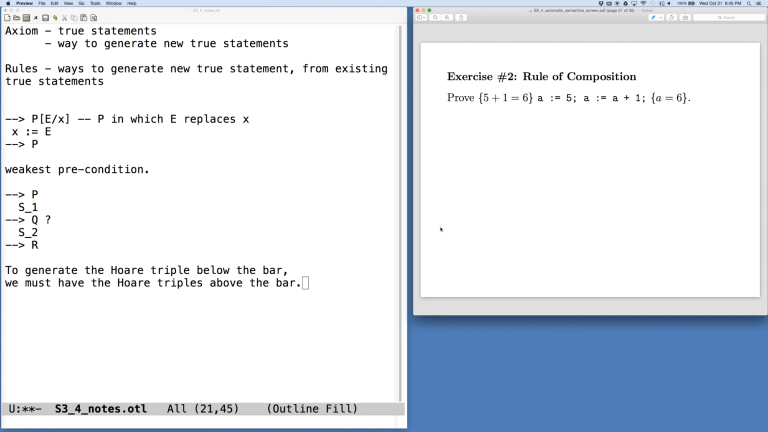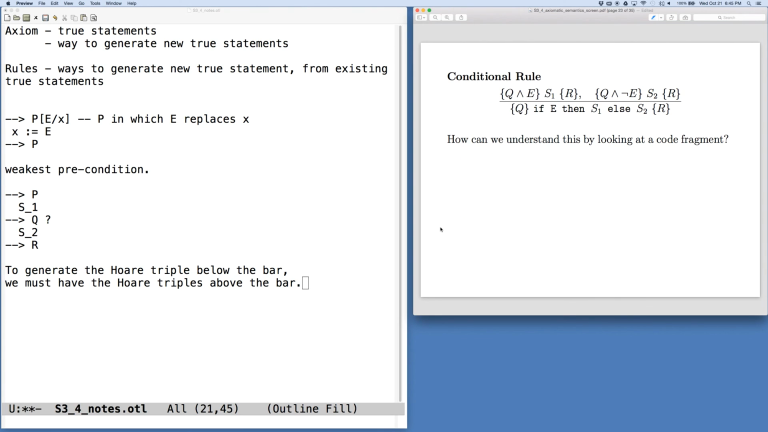All right, so we've now seen our axiom and the rule for composition. The next one is the conditional rule, and we'll pause here and pick this up in the next video.